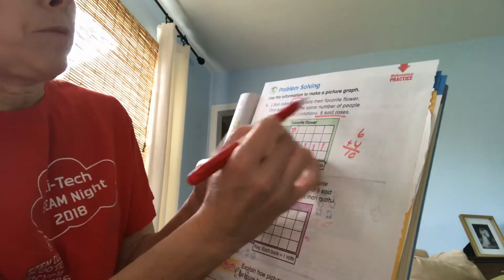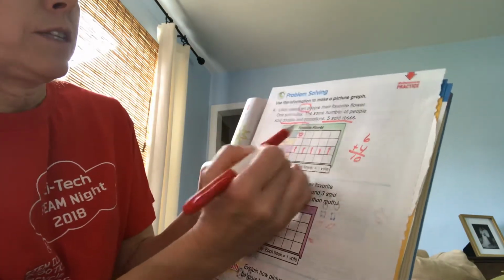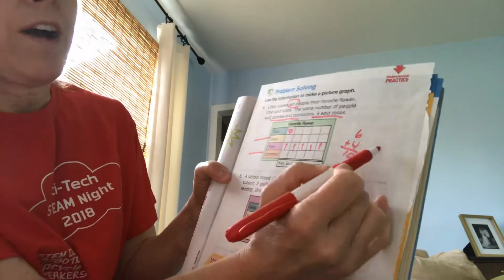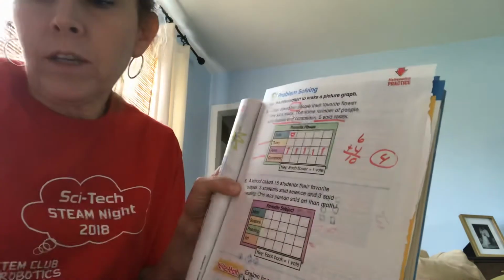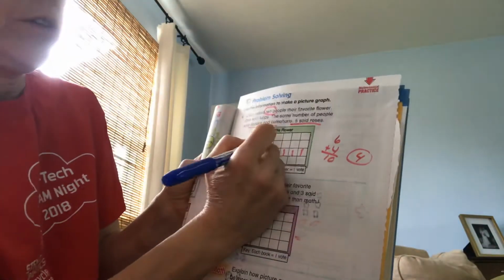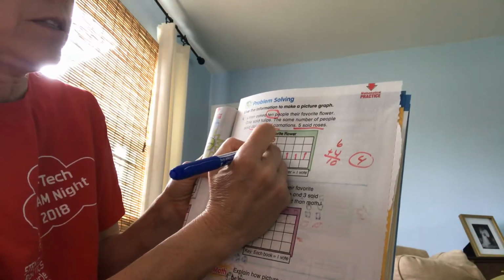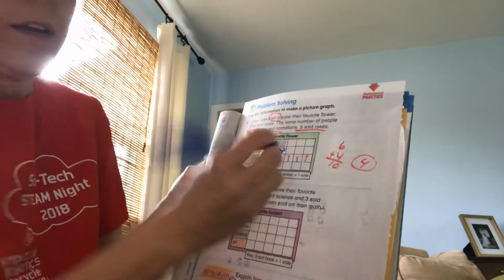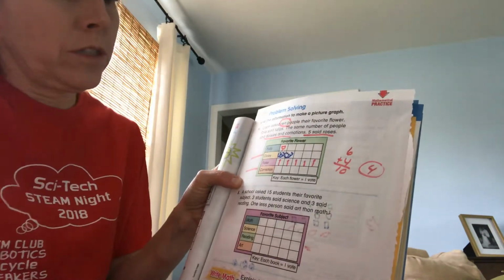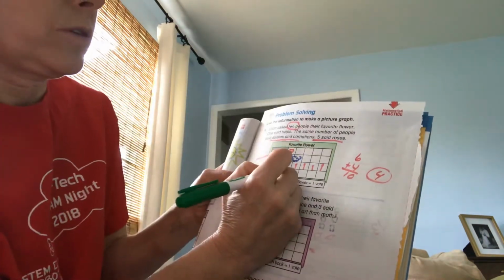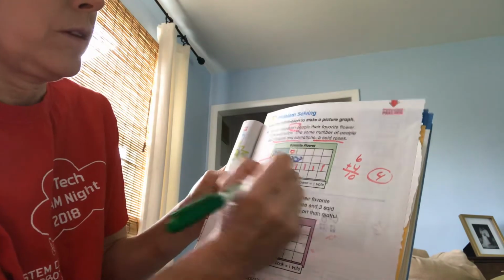So it said the same number of people chose daisies and carnations. So if I have 4, what is 4 double of? 2, good. So 2 daisies. And then carnations had 2. So that's the answer to that one.